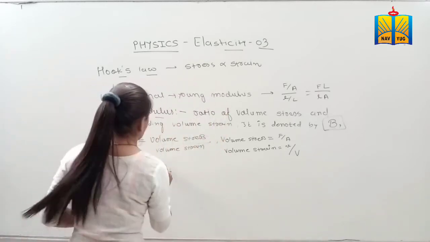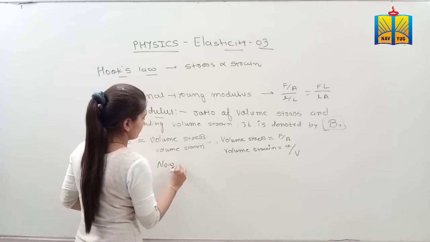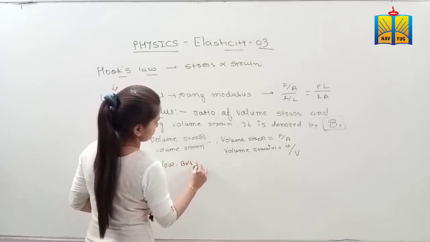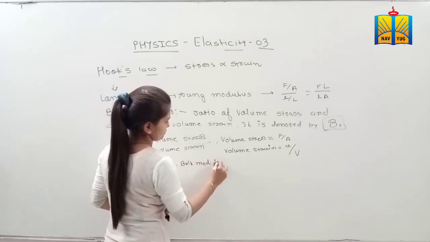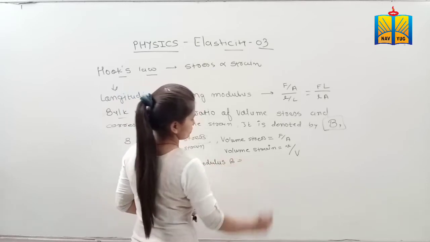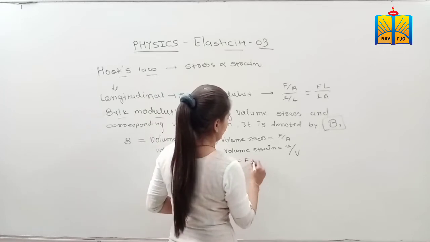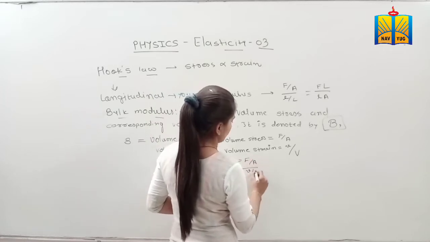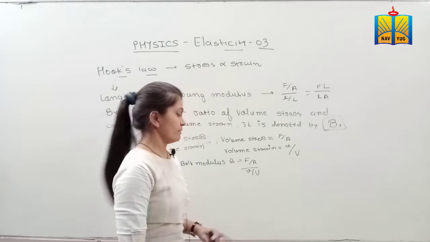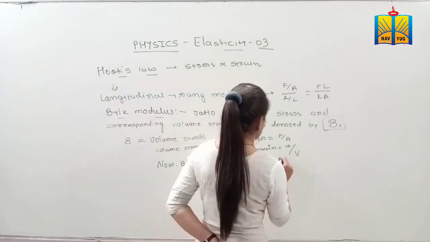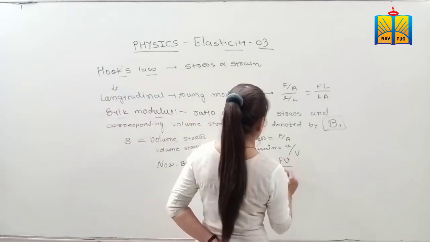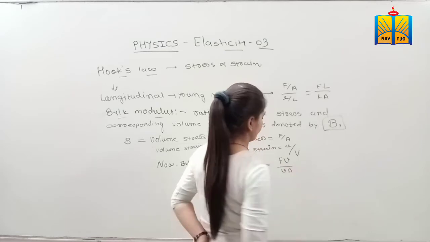Okay, now bulk modulus B is equal to stress divided by strain, that is F upon A divided by small v upon capital V. Okay, so the equation becomes F capital V divided by small v times A.